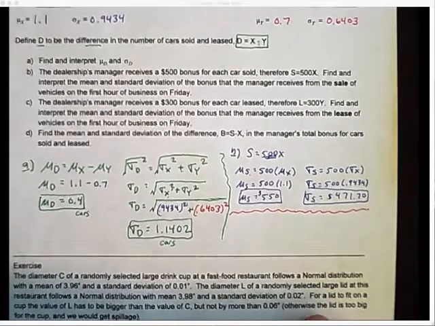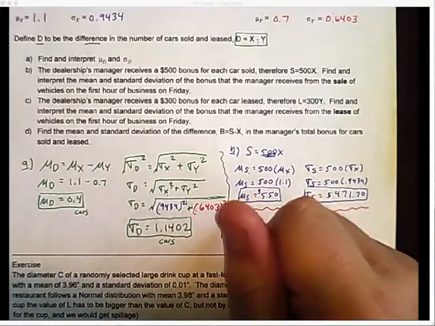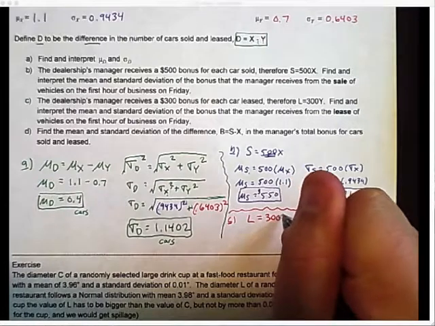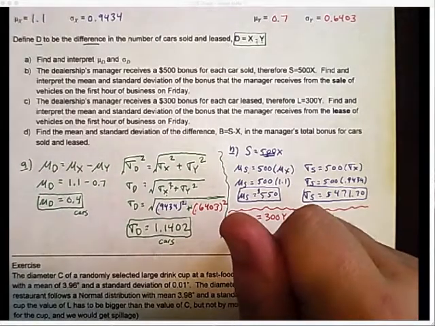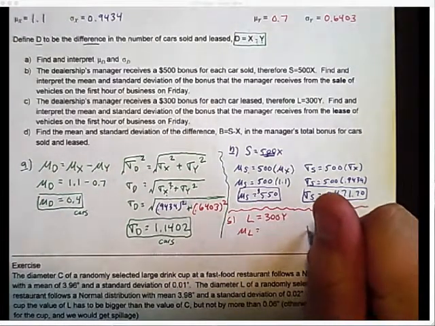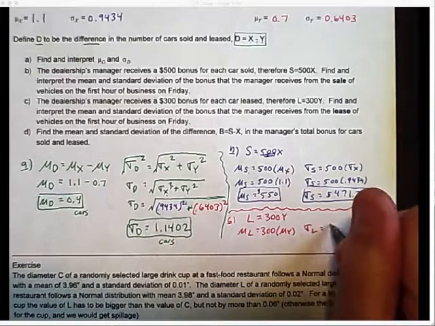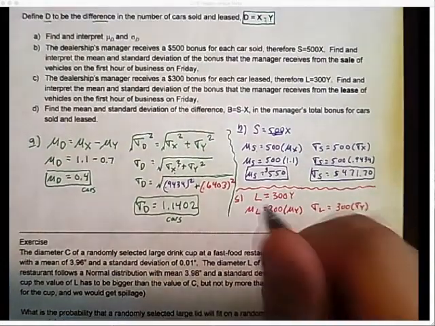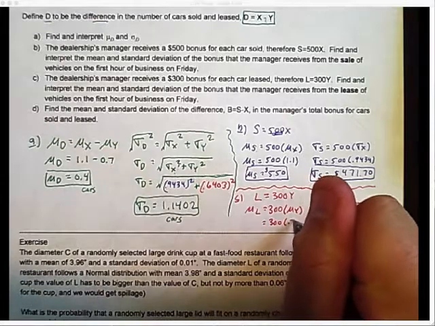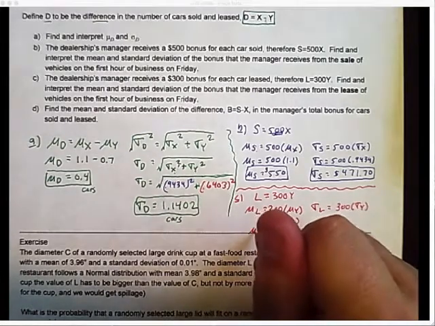Now, part C says the dealership's manager receives a $300 bonus for each car leased. Therefore, L equals 300 times Y. Find and interpret the mean and standard deviation of bonus that the manager receives from the lease of vehicles. So I'm trying to find mu of L, and sigma of L. Same way as before, we would take 300 times mu of Y, and 300 times sigma sub Y. So this would be 300 times 0.7, which is 70% of 30 is 210. So mu of L is 210.